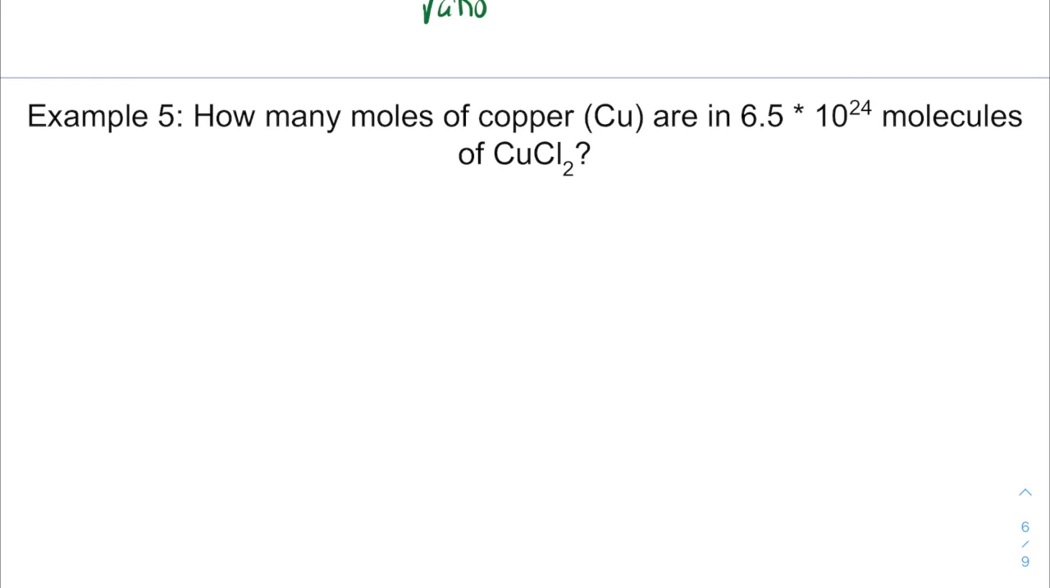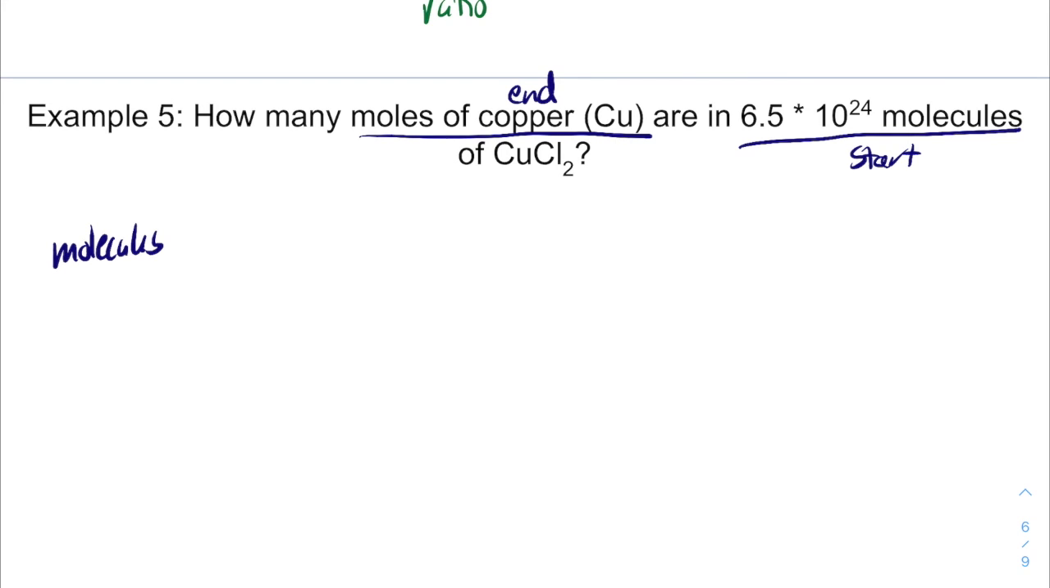Let's take a look at a different type of problem here. How many moles of copper are in 6.5 times 10 to the 24th molecules of CuCl2? Here we are starting with molecules of CuCl2, and we are ending with moles of copper. There is no conversion factor that we can get from molecules of one substance to moles of something else.